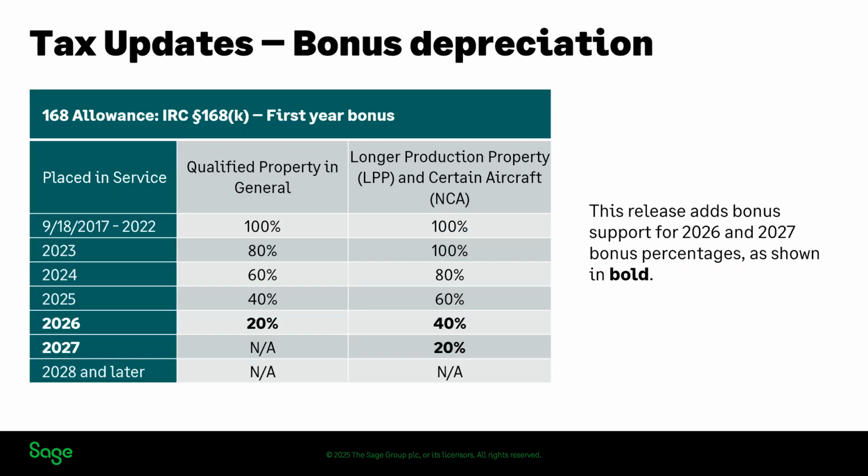Moving along to bonus depreciation, we have the whole schedule of how it's been running for the last several years here. And you can see in bold what we've added in this release. So you'll now be able to place assets in service, like for budgeting purposes and tax projection purposes, in 2026 and 2027, and see the 20% rate and the 40% rate for longer production property and certain aircraft for 2026, and then that 20% rate for those two items also for 2027.